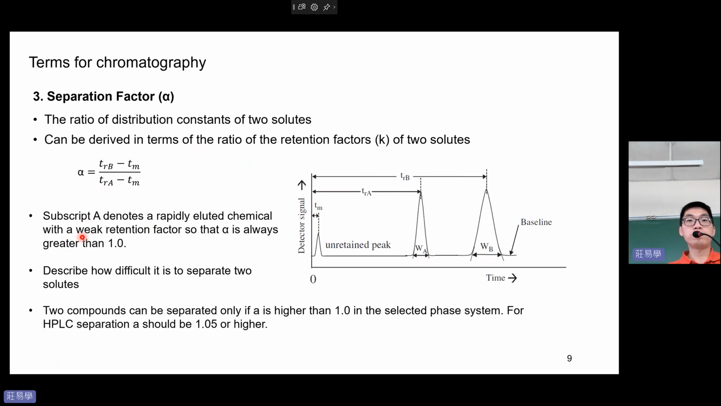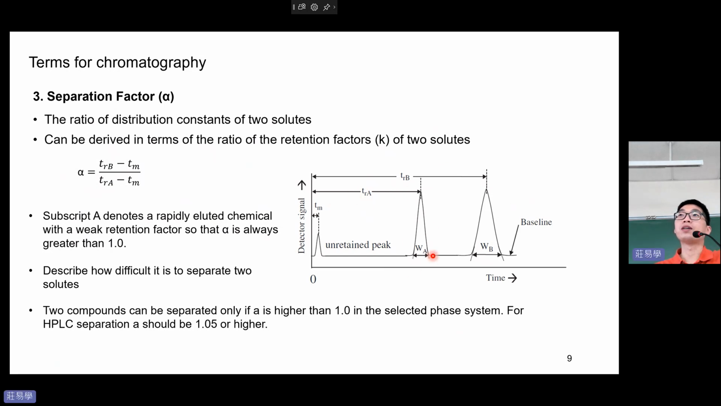Okay, so something we want to keep in mind is this: alpha is always larger than 1, because we put the shorter retention time in the denominator, such that alpha is always larger than 1. Subscript A denotes a rapidly eluted chemical with a weak retention factor, so that alpha is always greater than 1.